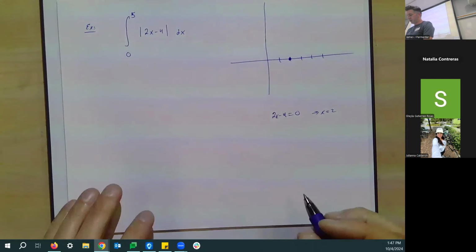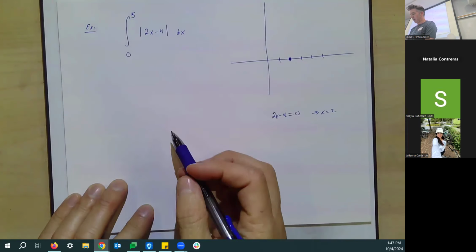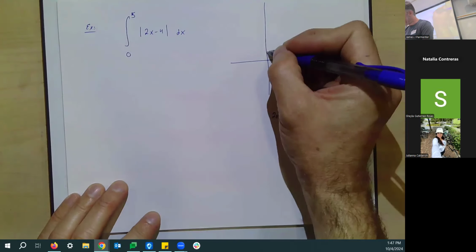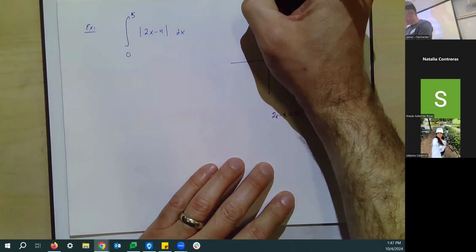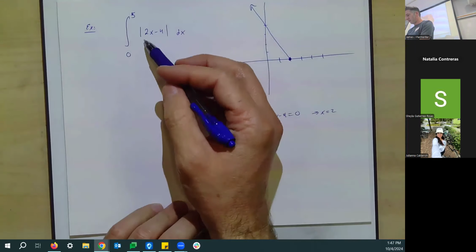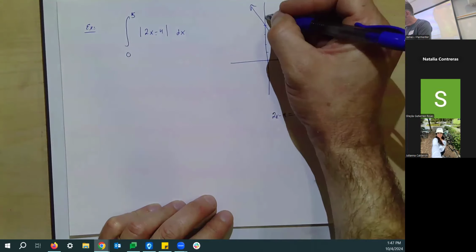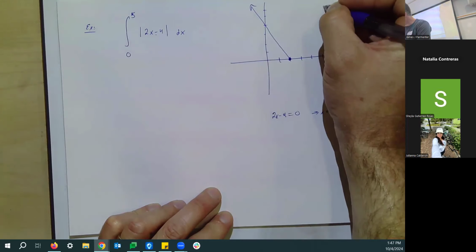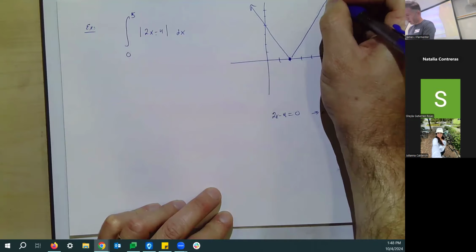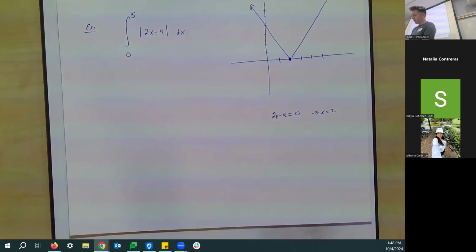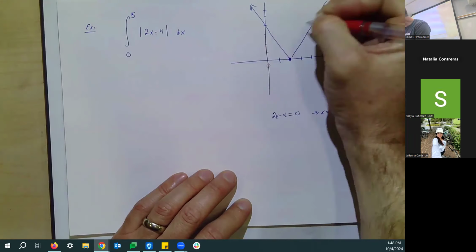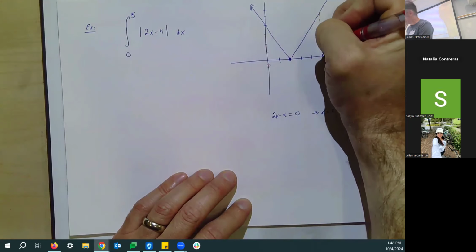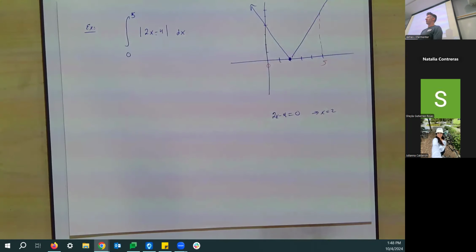So I'm going to find some points. Like when I plug in 0 for x, I'm going to get positive 4 for y. And when I plug in 5 for x, I get 10 minus 4, which is positive 6 for y. And if I'm trying to find the area under that curve from 0 to 5, those are triangles. And I know how to find the area of triangles using regular geometry formulas. And that's what we should do.